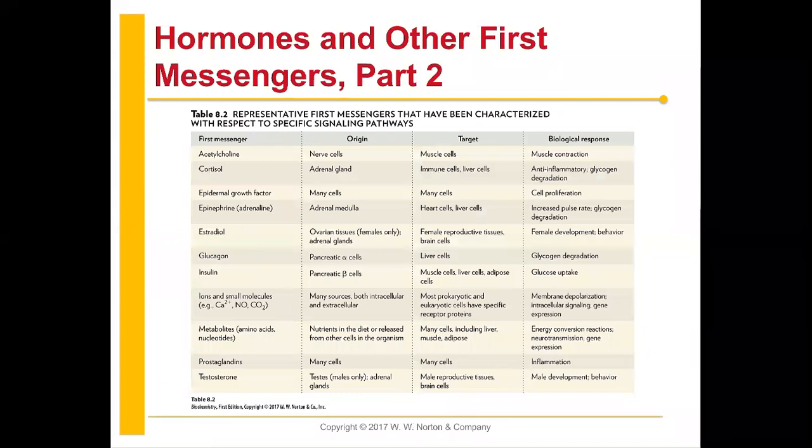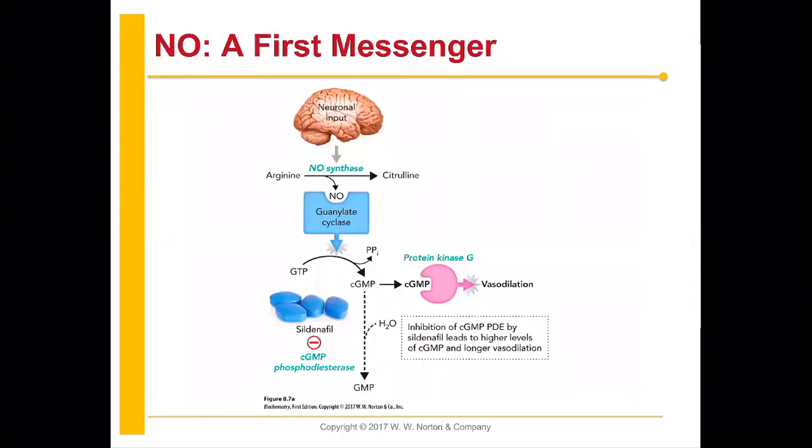Okay, so hormones are not the only ones, right? If you look here, for example, estradiol, this is a hormone. Insulin is a hormone. Let's see, testosterone is a hormone. So this is an example of a first messenger, but it's not the only first messenger. First messengers could be ions. First messengers can be small molecules. We're going to talk, for example, today about nitric oxide and how nitric oxide acts as a first messenger.